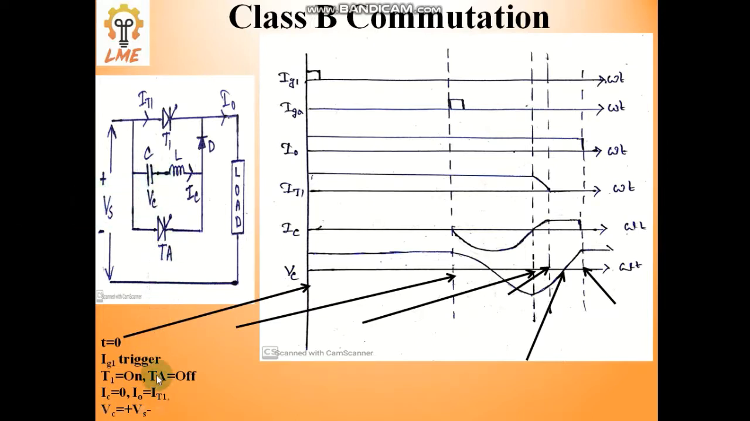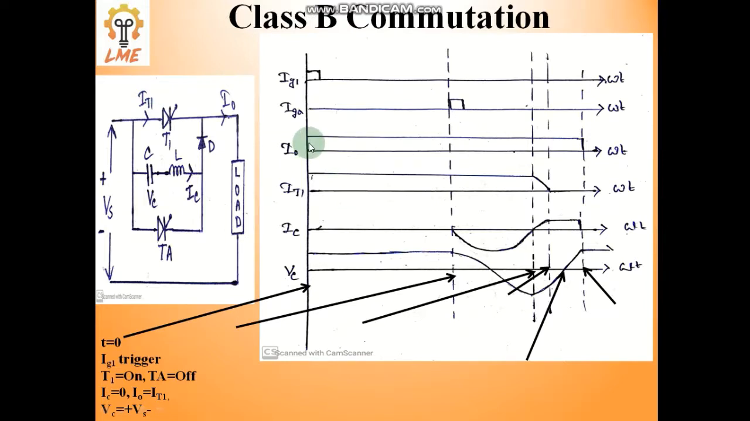Okay, and TA, the auxiliary thyristor, is off. That is why, even though this side is positive and this side is negative, if the thyristor is off, the current IC passing through here should be 0, because it cannot get a complete path. That is why IC is 0, and the output current, meaning the current across the load, is equivalent to IT1.